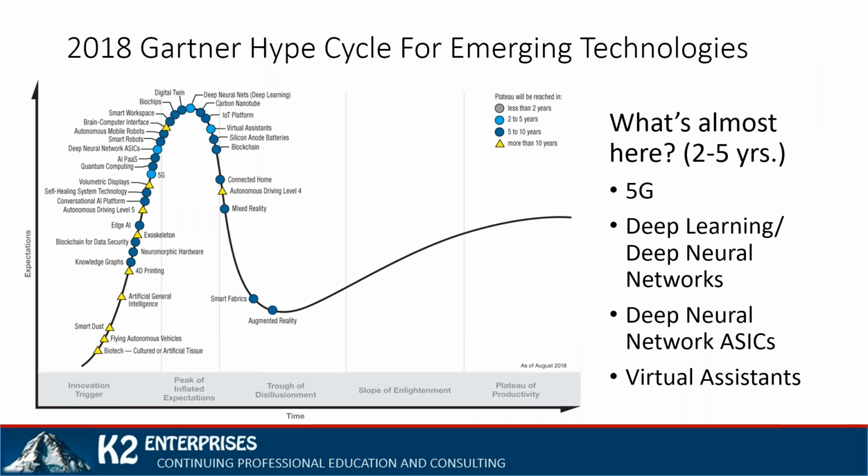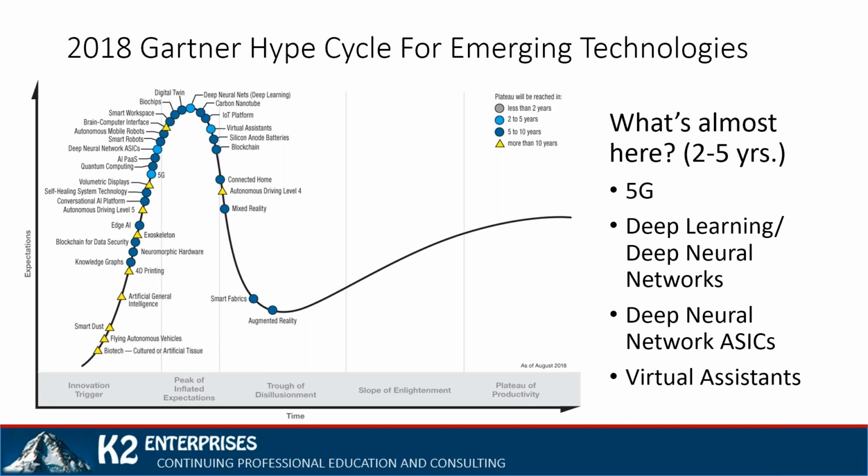Notice 5G cellular, you've been hearing a lot about that with Huawei and other organizations out there. Deep learning, deep neural networks: even though they are at the top of the hype cycle right now, we still think they're only 2 to 5 years out. There are also special chips called application-specific integrated circuits that are out there to do deep neural networks. And then finally, virtual assistants are a final technology out there.